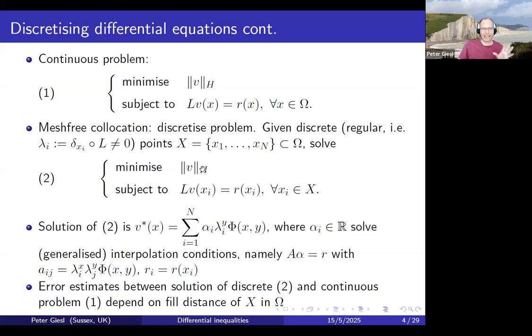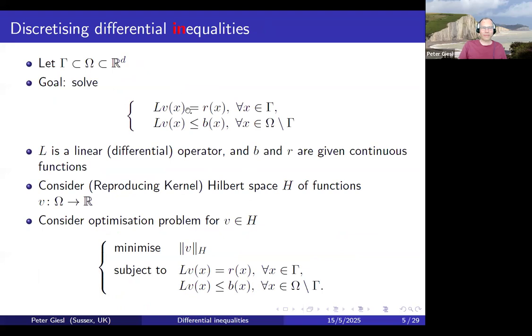So that's basically the existing theory for equations, and what we wanted to do, motivated by the application of dynamic systems, we wanted to look at inequalities. So what we want to solve is basically this here. So we have some points in omega that I call in the set gamma, where LV is equal to R. So that's like the previous problem, but we have some area, which is omega without gamma, where we have an inequality. And gamma could be the empty set, so you could just have inequalities. If you just have the equality, we're back to the old problem, obviously.